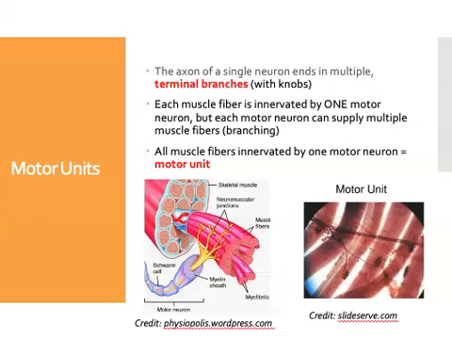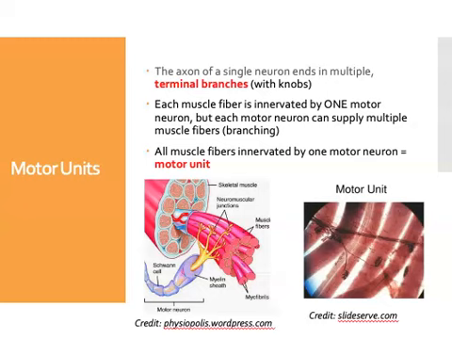Now that we've talked through the process of the sliding filament theory of contraction, let's take a look at some of the ways that the nervous system and the skeletal muscle system interact with each other. There's some more anatomy for us to learn here.